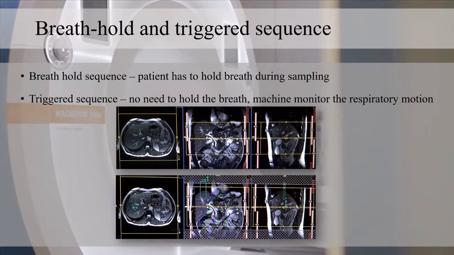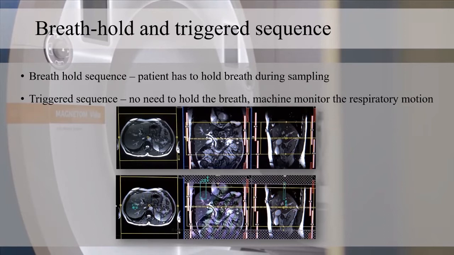Here I'll be using 2 types of sequences: a breath-hold sequence and a triggered sequence. There are some differences between them. In the breath-hold sequence, the patient has to hold the breath during the sampling. So when the scan is going on, during the sampling time, the patient has to hold the breath. The next is the triggered sequence. In the triggered sequence, the patient need not hold the breath. The machine will monitor the respiratory motion and accordingly do the sampling.